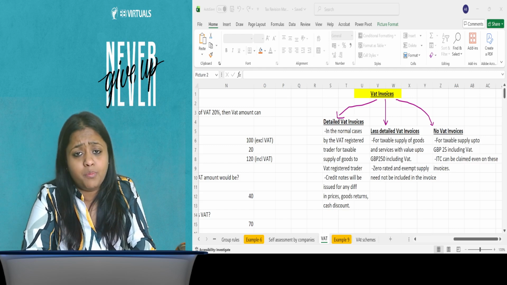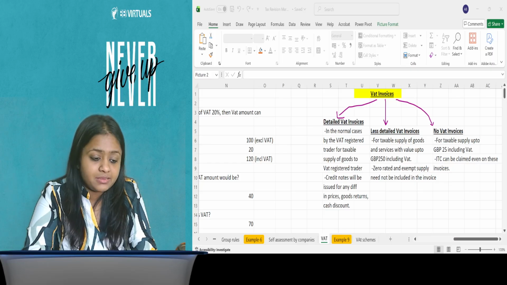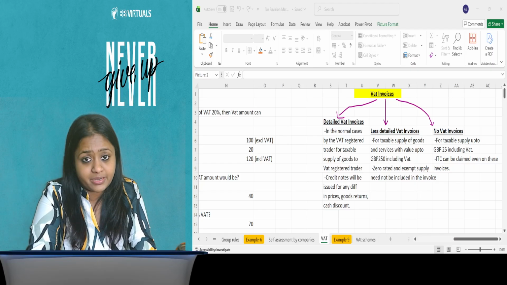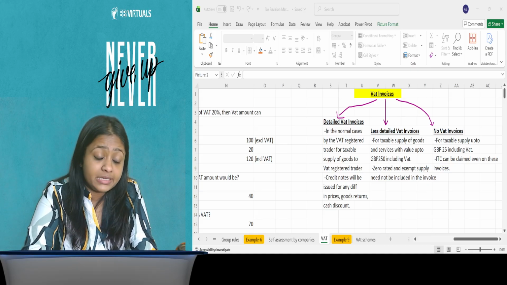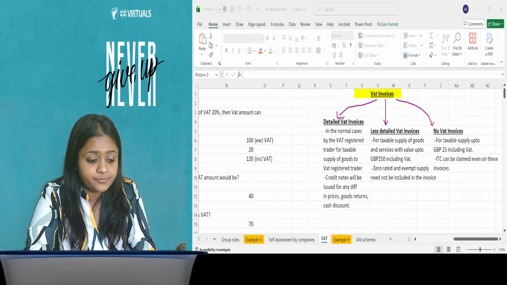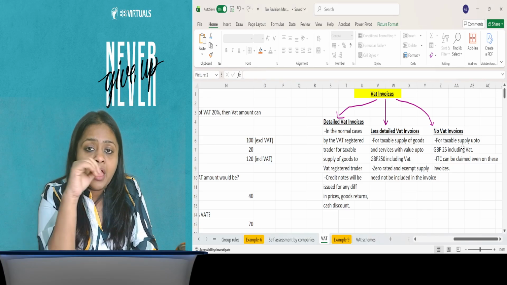You just need to do a normal VAT invoicing. And remember, in that case, of course, zero rated and exempt supplies will not need to be invoiced for VAT. But when we do detailed VAT invoices, the zero rated supplies are also invoiced on VAT invoices.